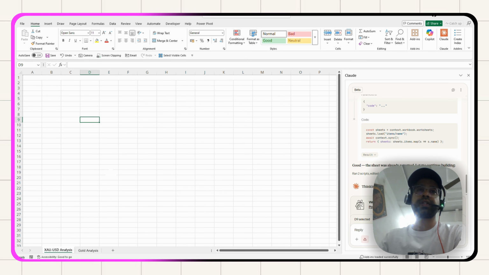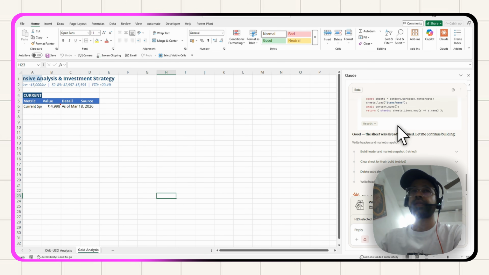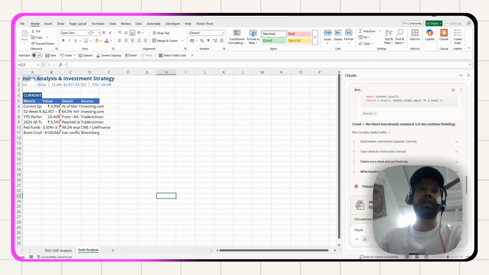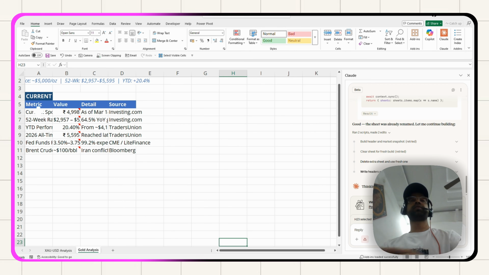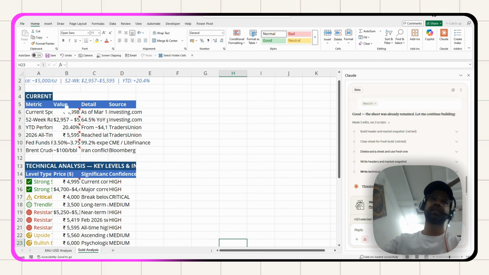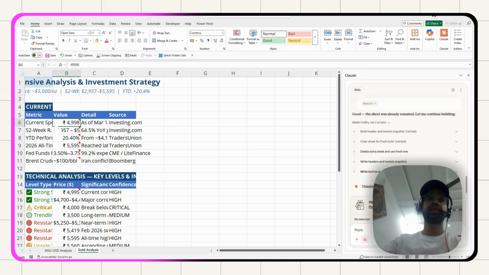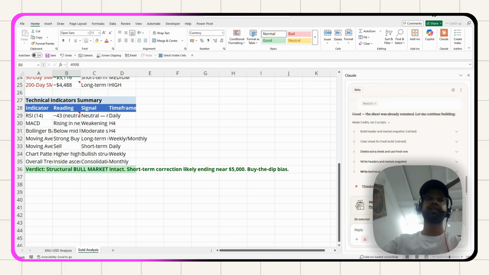I'm going to go to this XAU gold sheet and see if it is doing the gold analysis. Okay, now there we go. It's starting to populate the details. As you can see, it's getting the price, 52-week range, YTD 20 plus percent. I'm going to zoom in a little bit. It's putting all the values there, current metric values, and one thing it does not get right is the default formatting of it, but we can fix that later on. Anyway, it's doing the snapshot, technical analysis, and the technical indicator summary.